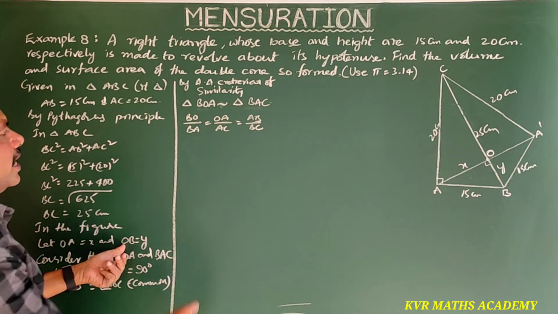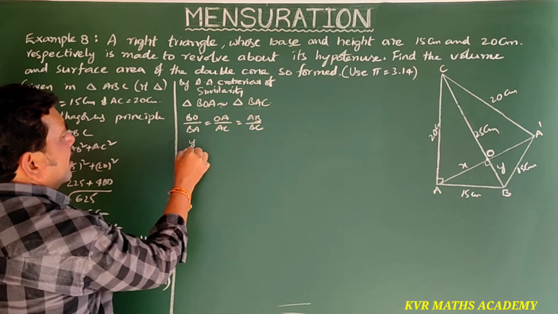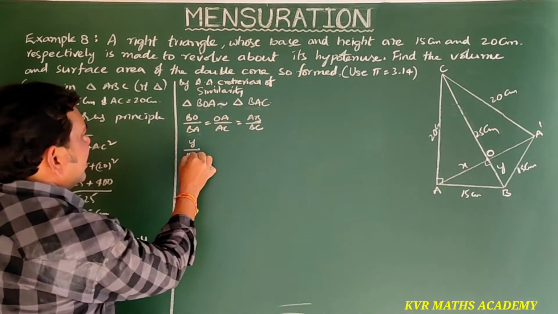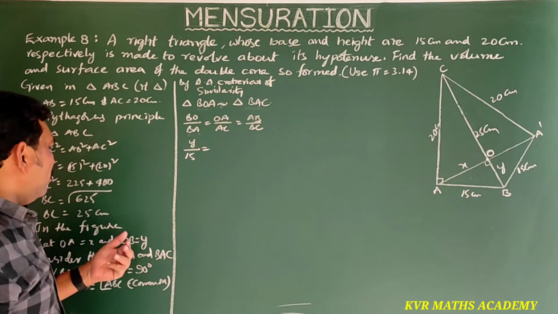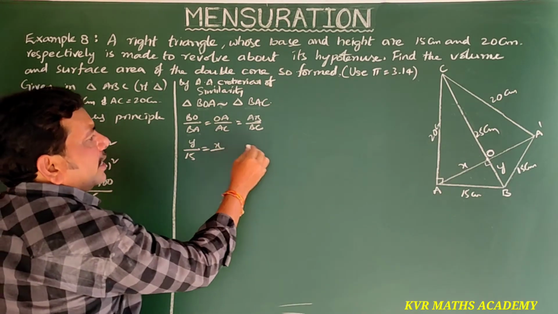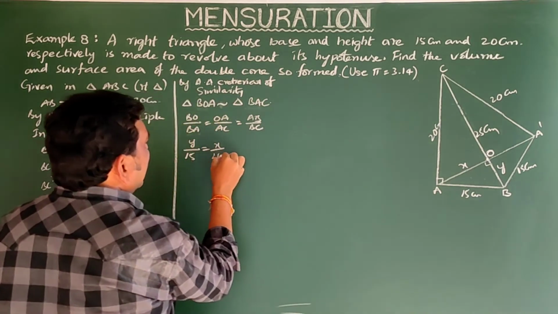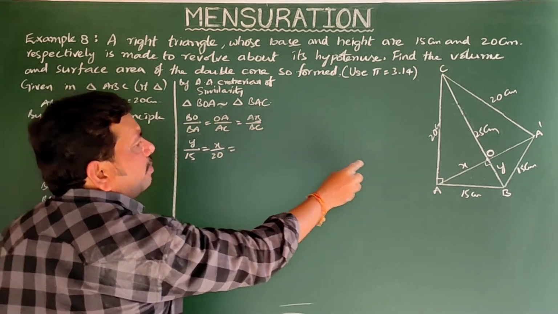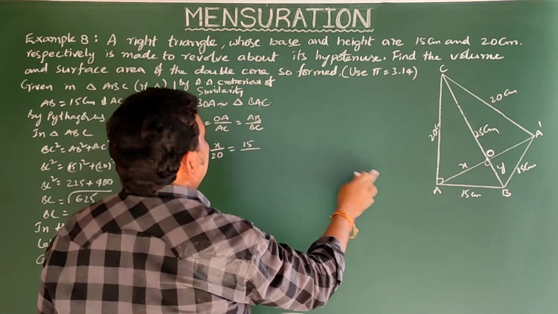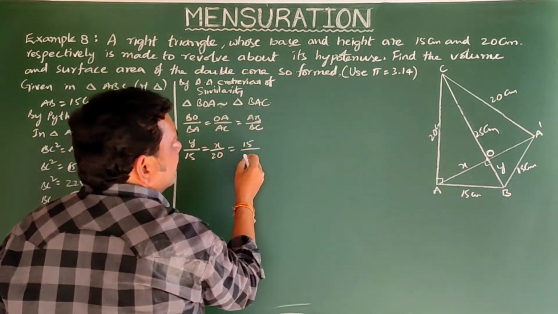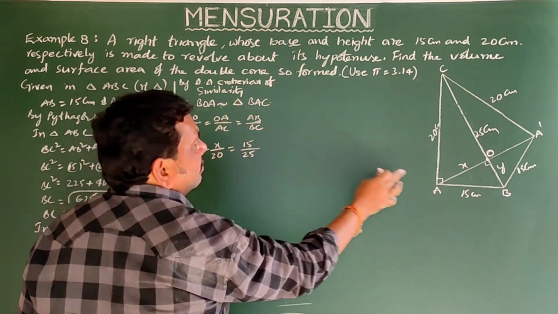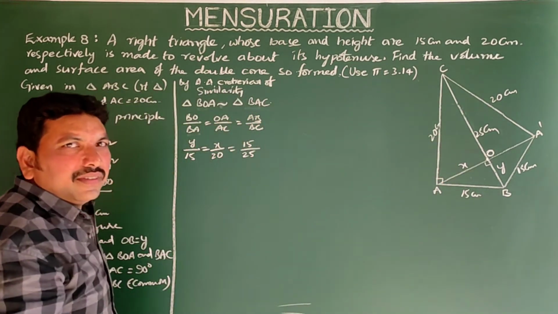OB is equal to Y, right? Yes, BO is equal to Y. BA is equal to how much? BA is equal to 15 centimeters, which is equal to AB. OA is what we have taken as X, no? OA is equal to X, AC is 20, AB is equal to 15, and BC is equal to how much? BC is 25, right?